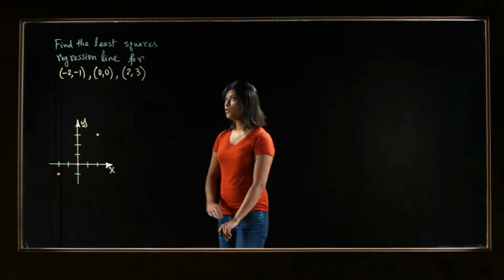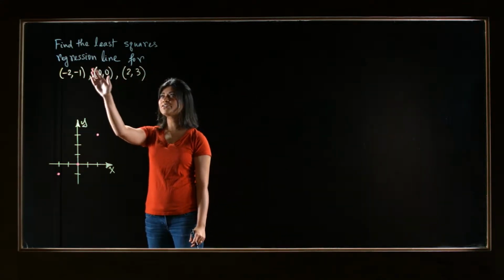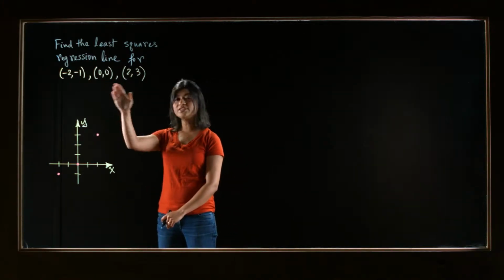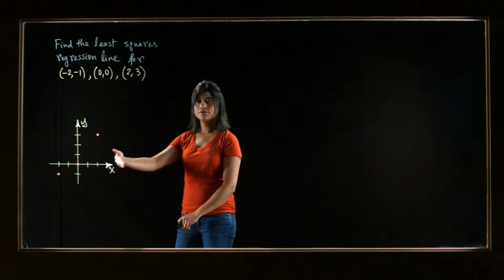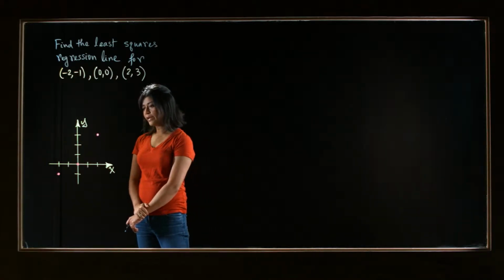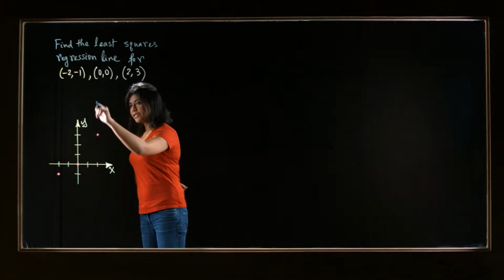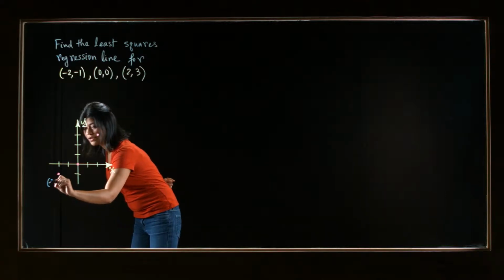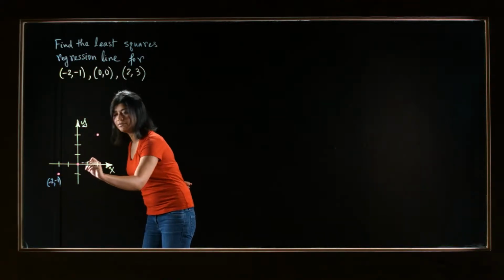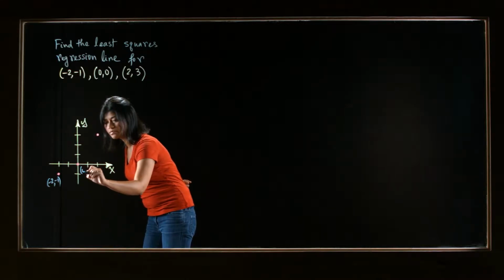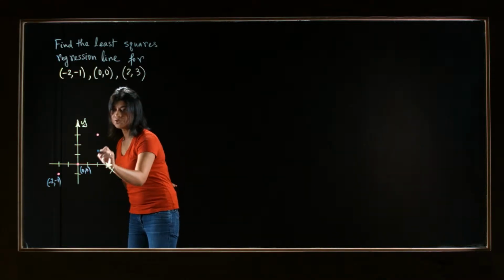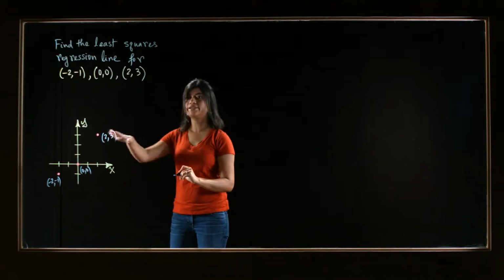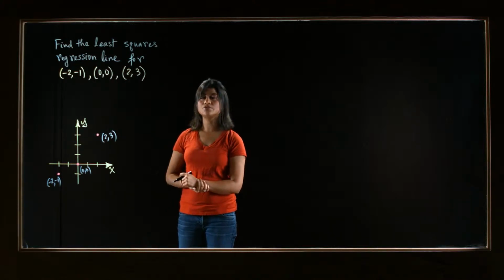In this problem, we have to find the least squares regression line for these 3 points. Also, we have to plot these points and the line on our xy coordinate plane. So, first notice that the points are -2, -1. So, this is our point -2, -1. Then we have the origin 0, 0, and we have 2, 3 right here. Okay, so the points are right here, and we have to find the least square regression line.